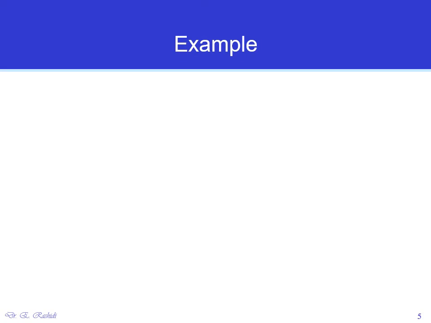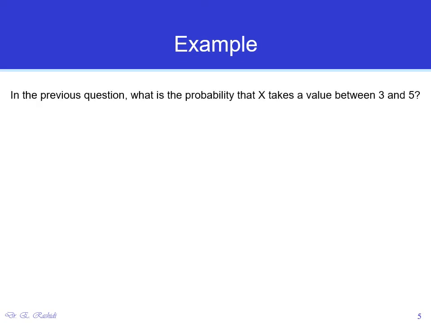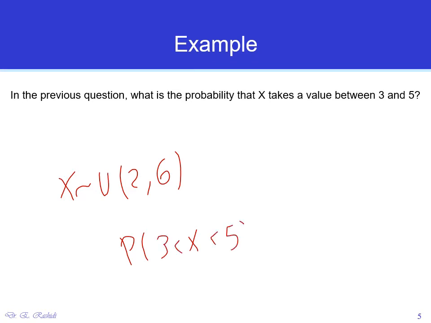A follow-up question. In the previous question, what is the probability that x takes a value between 3 and 5? So we know that x is uniformly distributed with a equal to 2 and b equal to 6. To find the probability that x takes values between 3 and 5, if you want to do it mathematically, we have to solve this problem of integral. The integral of f of x, d of x.